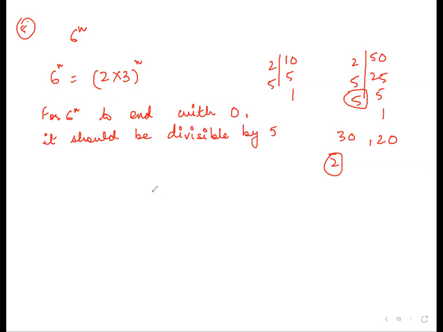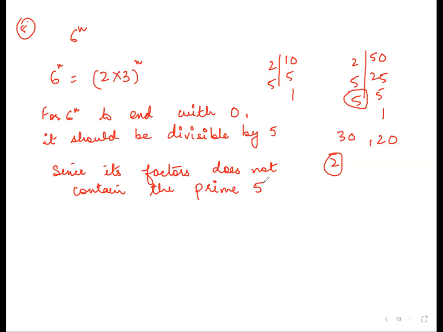Since its factors do not contain the prime number 5, 6 to the power n cannot end with 0. Okay. Now next question.